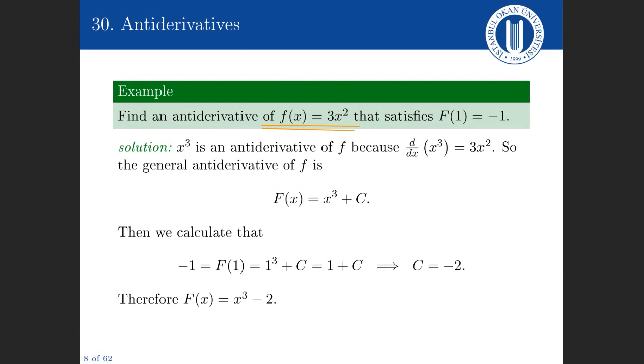We found the general antiderivative of 3x squared, but we're not finished with the question yet because we're also asked to satisfy the condition that F of 1 is equal to minus 1. I want F of 1 to be equal to minus 1. And I know that F of 1 is 1 cubed plus c, or 1 plus c. So I need to have minus 1 is equal to 1 plus c. And this implies that the constant c is minus 2. And then I have my answer. We know that the antiderivative must be x cubed plus c for some constant, and now we know that the constant must be minus 2. So the answer to this question is x cubed minus 2.